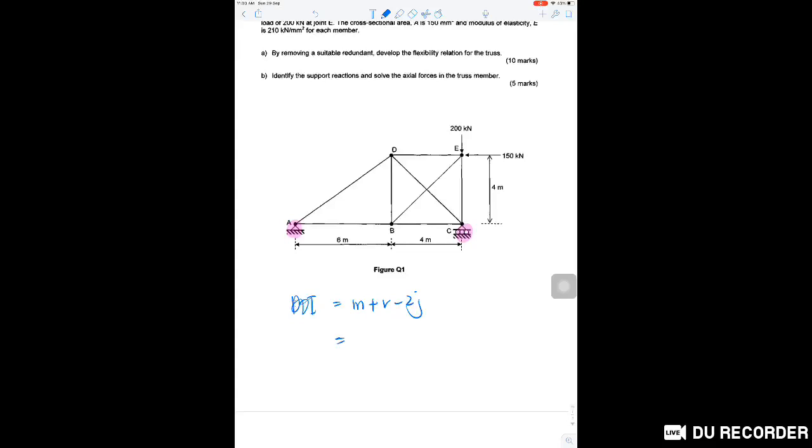So for this truss, how many members? 1, 2, 3, 4, 5, 6, 7, 8. Okay, 8 members. Reaction, because of one pin, one roller, the truss has 3 unknown reaction. Joint, we have A, B, C, D and E, so we have 5 joint. So the degree of indeterminacy is equivalent to 1.